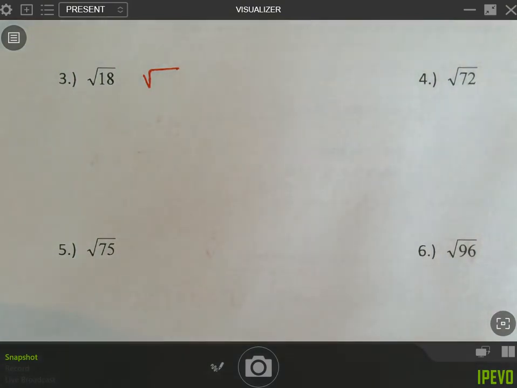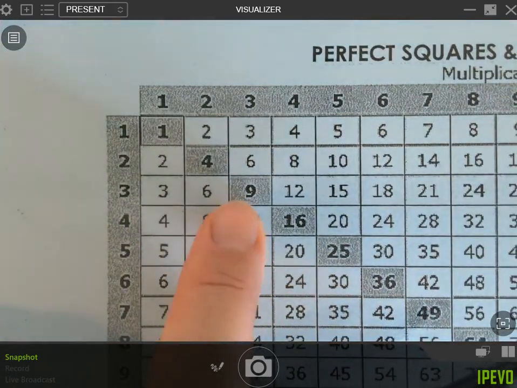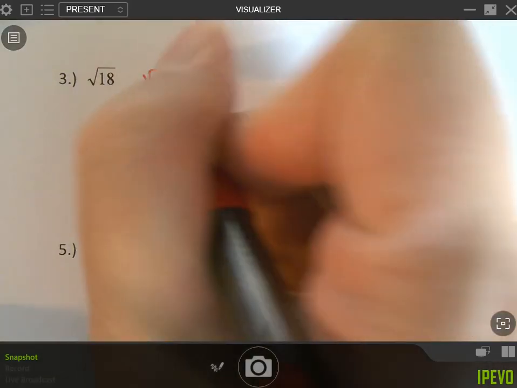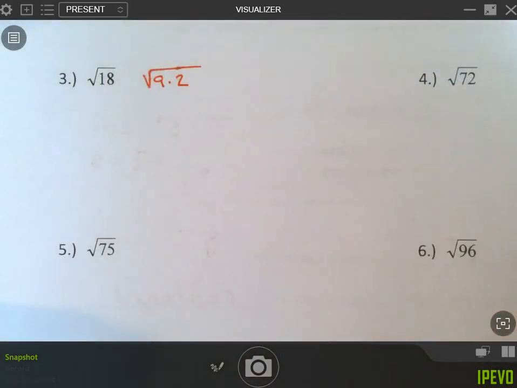3 and 6, but I don't care about 3 and 6 because it's not a perfect square. So I'm really focusing on these numbers. All right, now I'm going to rewrite this as 9. I know you said 2 and 9, but I'm going to write it as 9 times 2.